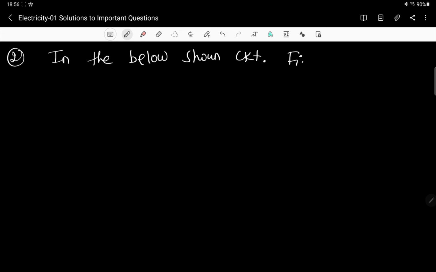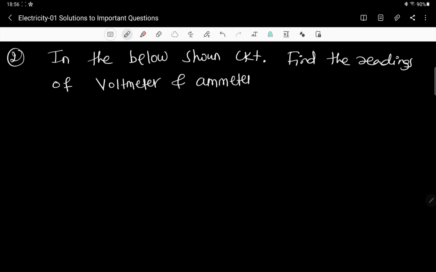Let us move on to the second question now. What is the second question? Second question is like this. In the below shown circuit, I mean one circuit is there. They're asking, find the readings of voltmeter and ammeter. This is a quite famous question in your board exam and all. Let us try to crack this up.